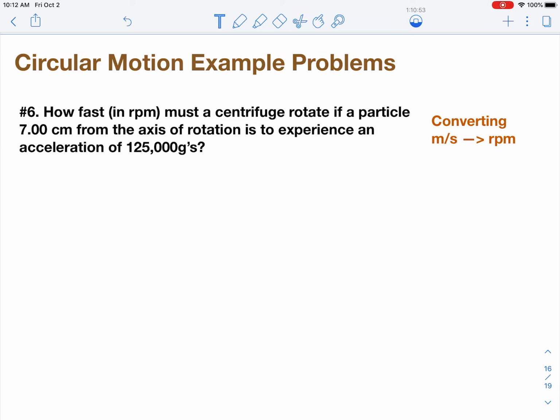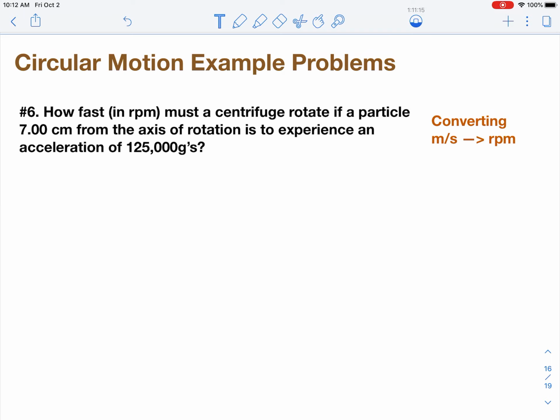All right, let's work through some practice problems for circular motion. We're going to look at 3 different questions today off of the practice assignment. The first one is question number 6. And the main focus here is that it's going to ask us to take our velocity and convert this from meters per second into RPMs.